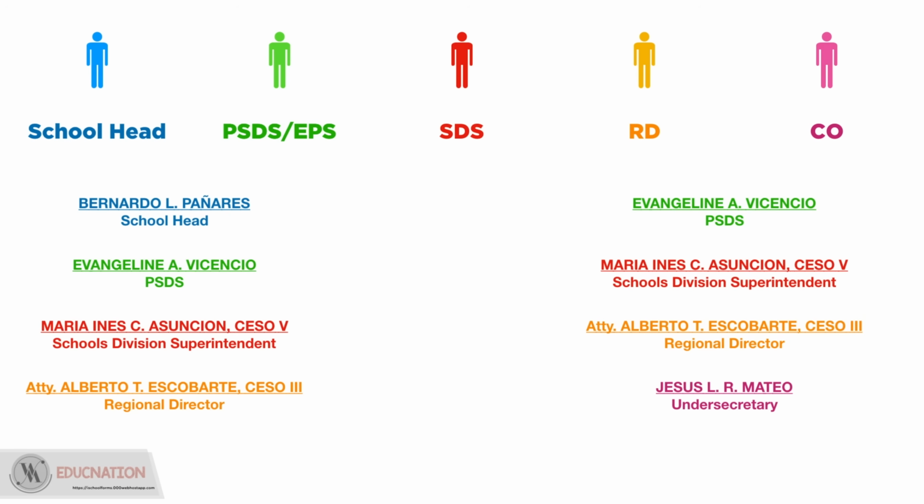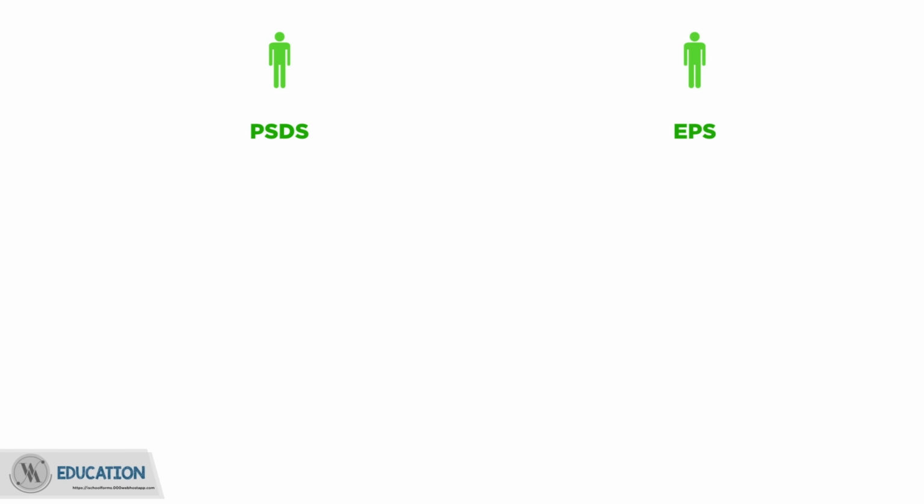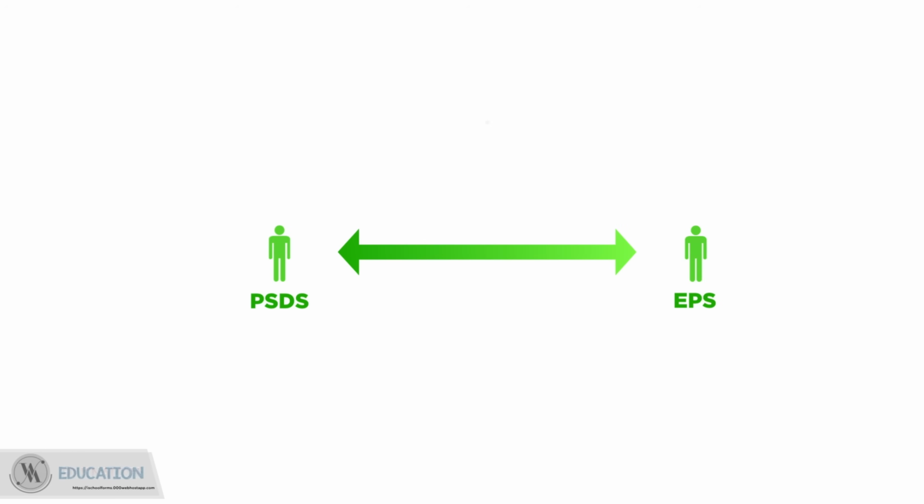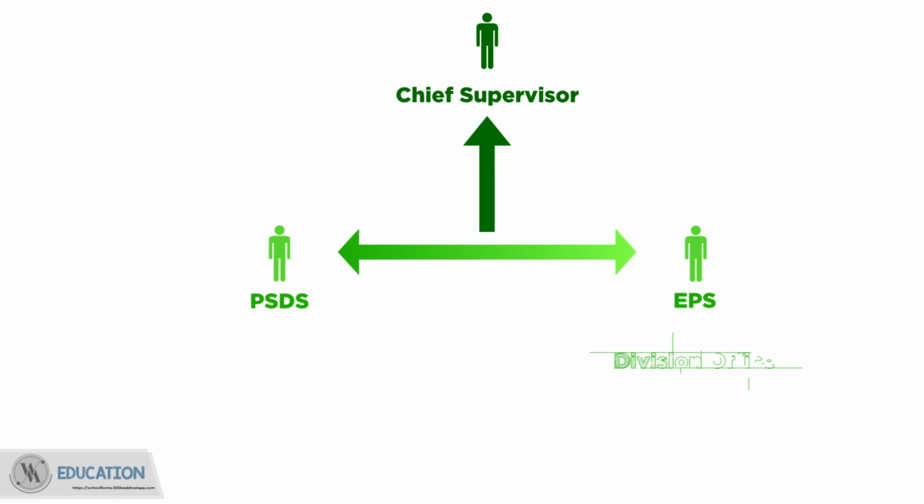As for the EPS versus the PSDS placement, in essence, both positions are actually of the same rank. The closest higher position above them is the Chief Supervisor of the CID or SGOD. However, since the EPS are mostly assigned in the division office, they carry with them the rank of the office, whereas the PSDS carries the district or cluster unit. As such, the PSDS signatory will be placed before the EPS signatory on the document.